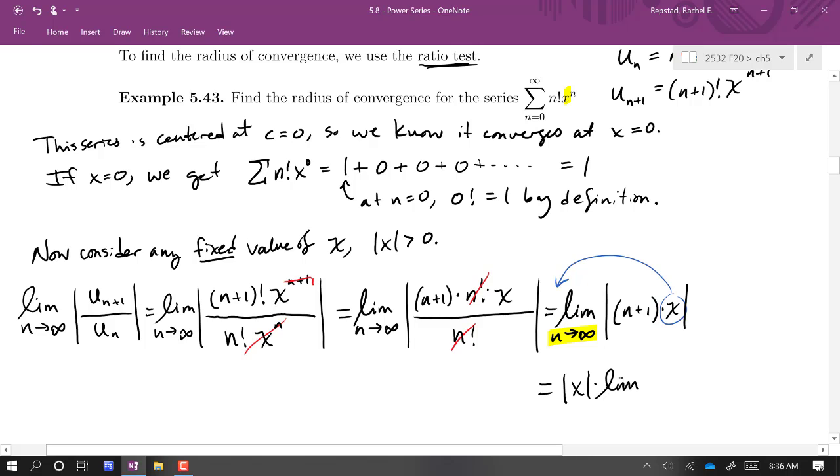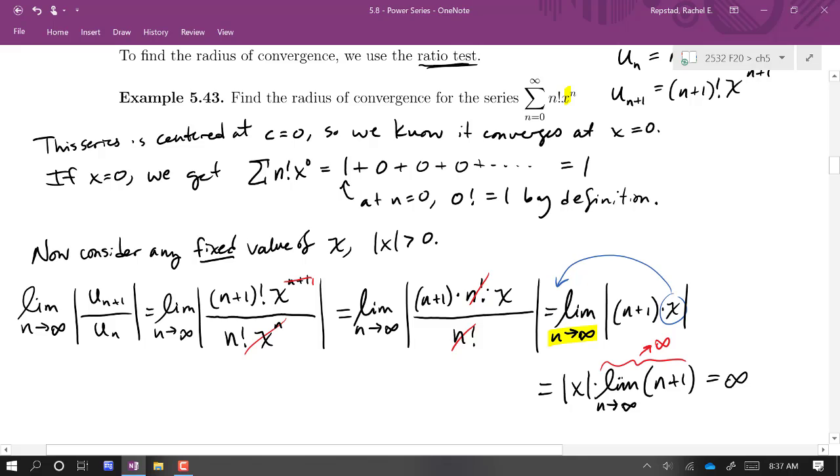Now, we don't need absolute values here. I mean, we could have them if we want, but we don't need them because it's a limit as n approaches infinity. So clearly, those are going to be positive values. And now for any fixed value of x, for every non-zero fixed value of x, this limit is infinite here. And then I'm multiplying it by some non-zero constant, then that whole thing is still going to be infinite.